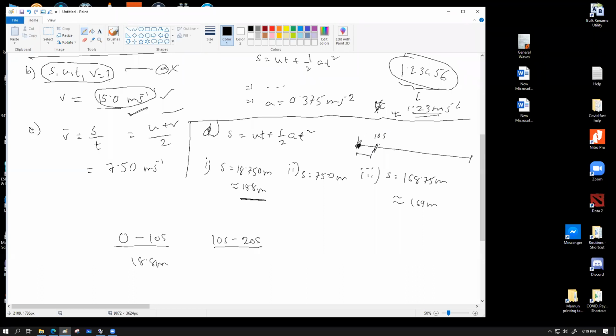Again, from the very starting point, if you measure up to 20 seconds, the object is going to be somewhere over here. I have intentionally made this length longer because I can mentally calculate that this gap is significantly bigger than 18.8, right? Because this is more than double. 18.8 doubled is about 36 or 37. So that's why I intentionally made this bigger.